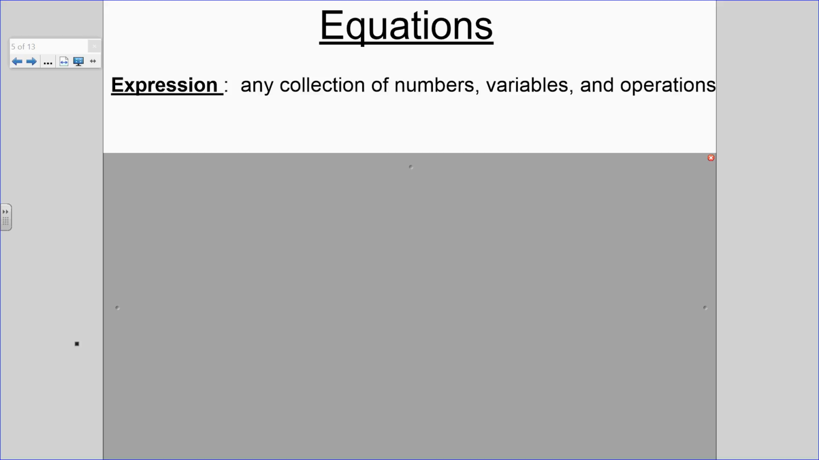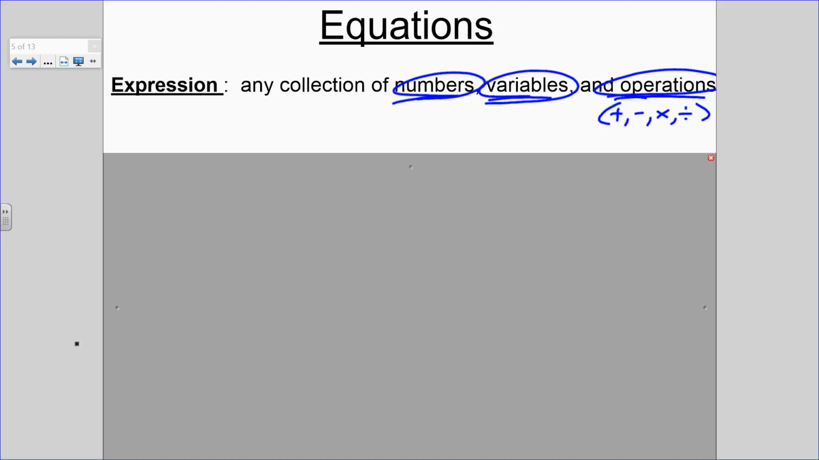Now, you guys know what numbers are. You guys know what variables are. What the heck are operations? What are operations? For those who don't know. Yes, Chris. Nice. Very good. So if you don't know what operations are, underneath, put in parentheses, or maybe to the side, in parentheses, adding, comma, subtracting, multiplying, dividing. So think of what an expression means now. Any collection of these three things.